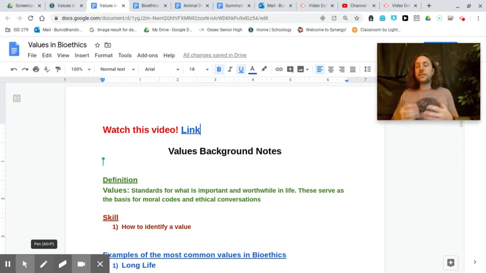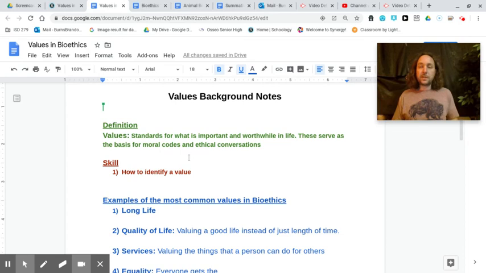I would put these in a folder. I'd make a copy of this in a Google folder that you title bioethics, and then give this the title of values in bioethics, because you're going to want to be able to go back to this page frequently and not have to click through it in Schoology. You're going to use this all throughout the course at different times. So let's go through the main ideas here.